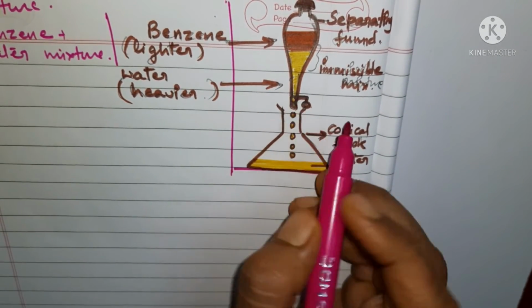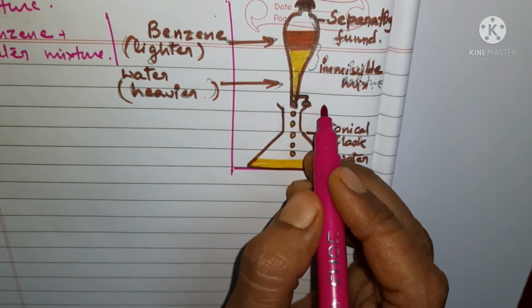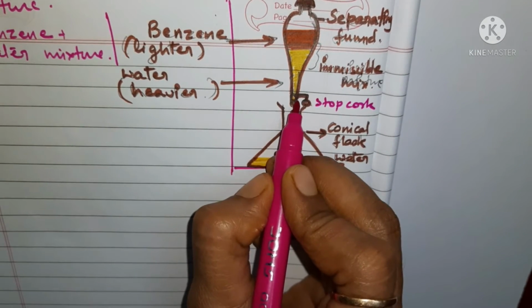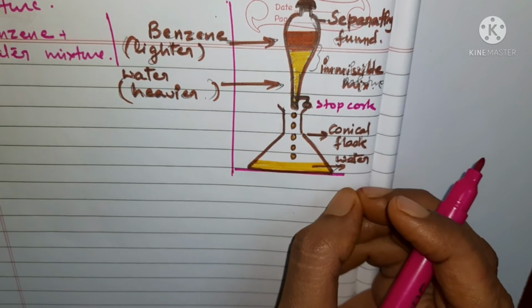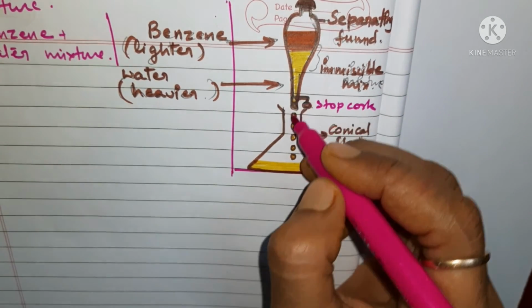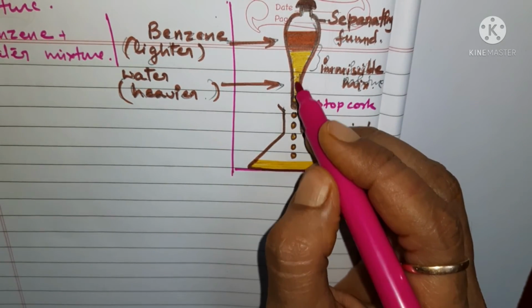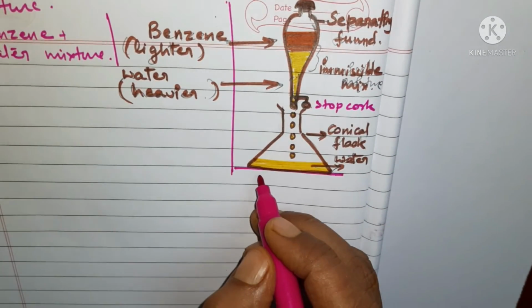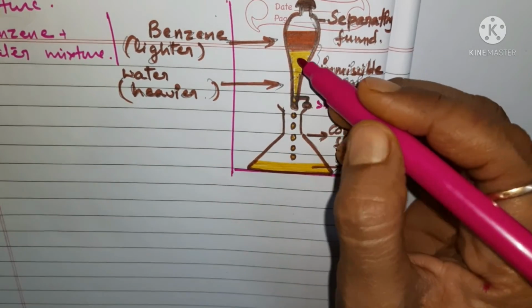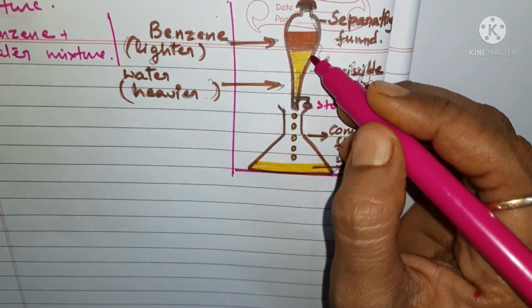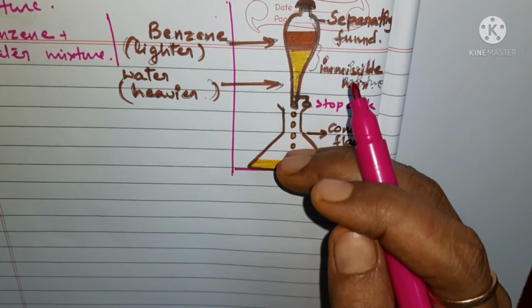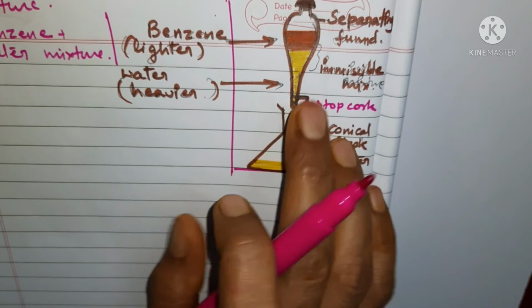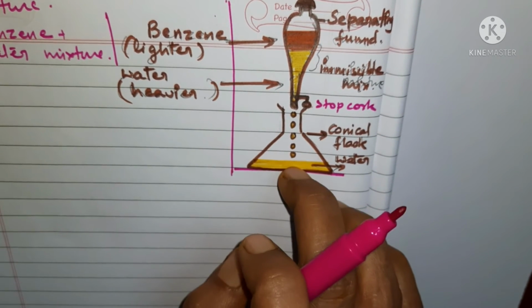Then what you are going to do is remove this stopcock. This is known as a stopcock. It is attached here. You have to just take it away, and then this lower liquid part is allowed to move into a conical flask. And once the whole quantity of water is collected in this flask, you are going to put this stopcock back to stop the benzene from flowing into this flask.